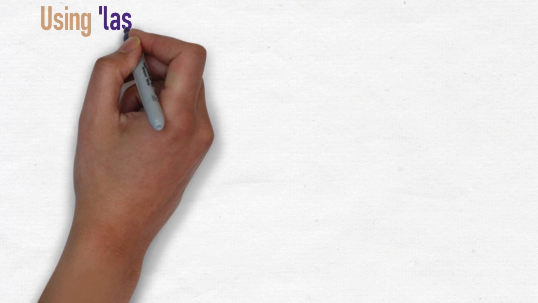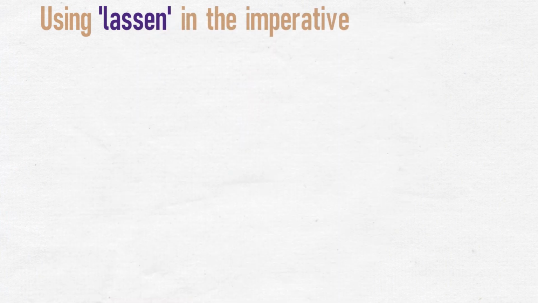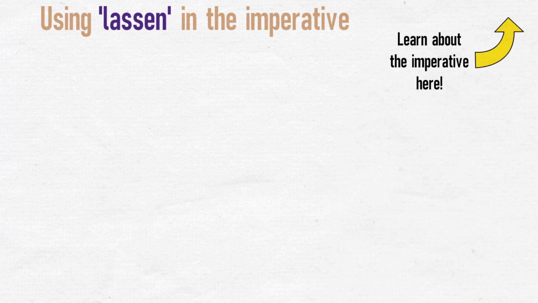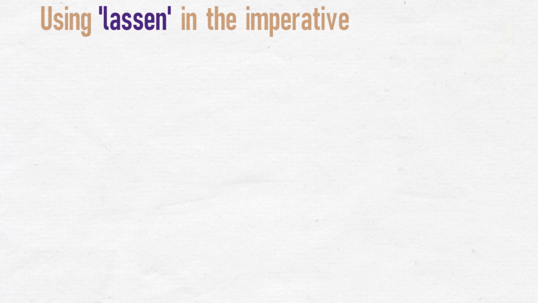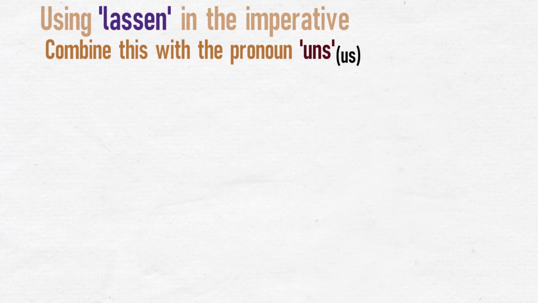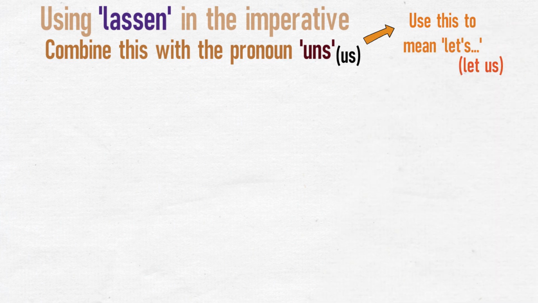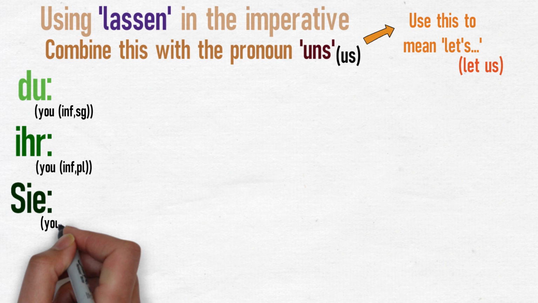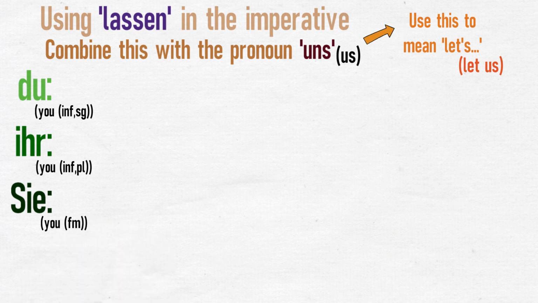The final aspect of the verb lassen is using it as an instruction by using something called the imperative. If you aren't sure what I mean by the imperative, it's a good idea to go and watch my imperative mood video by clicking this banner now. In this mood, we combine the verb lassen with the accusative case pronoun uns, meaning us, to convey the meaning of let's, which in English is short for let us. As there are 3 forms of you in German, we can use 3 different forms of lassen to create instructions.